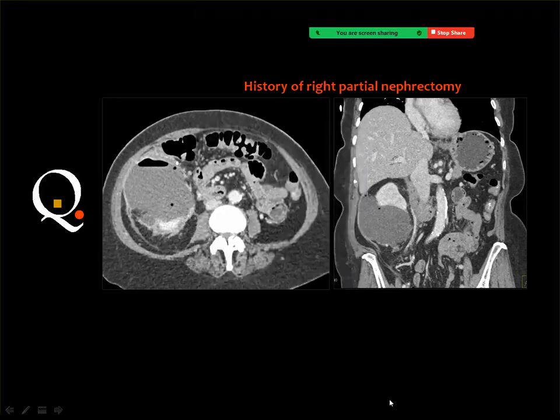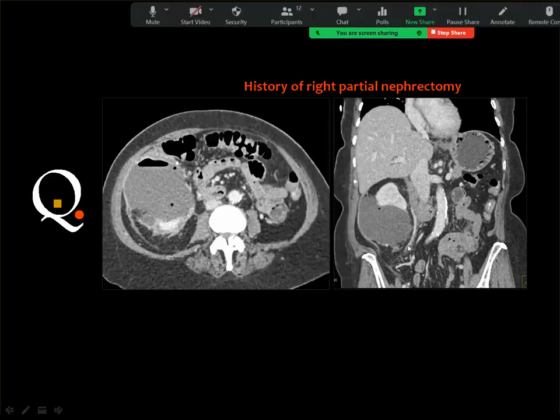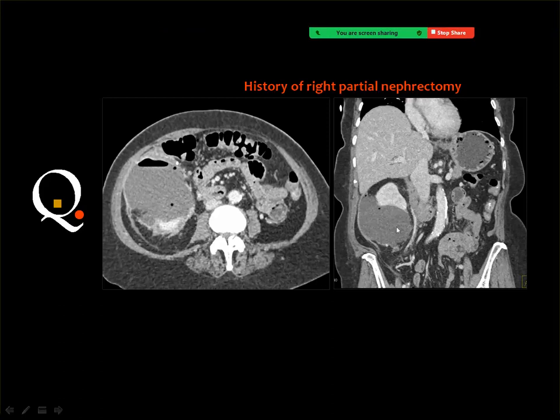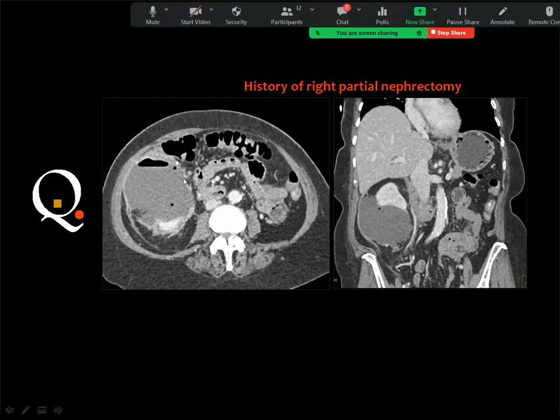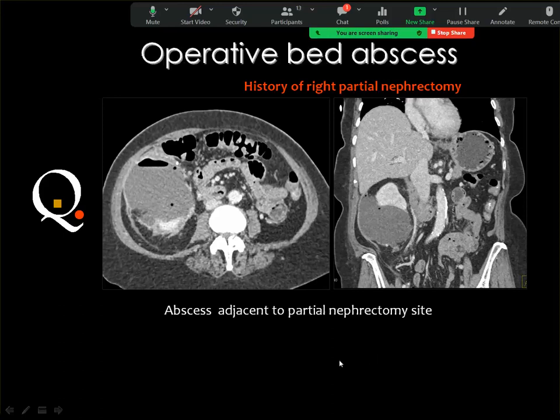Yes, the answer is right. And you can see that there is a collection at the operative bed. This is the remaining part of the kidney, and the collection contains an air-fluid level with an enhancing margin and stranding of the surrounding fat, diagnostic of an operative bed abscess.